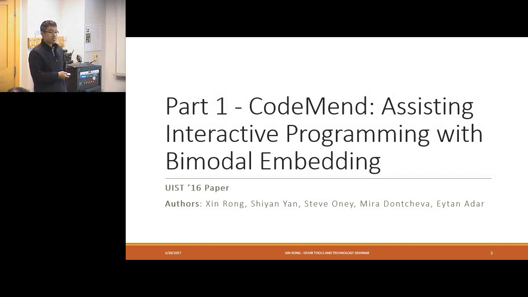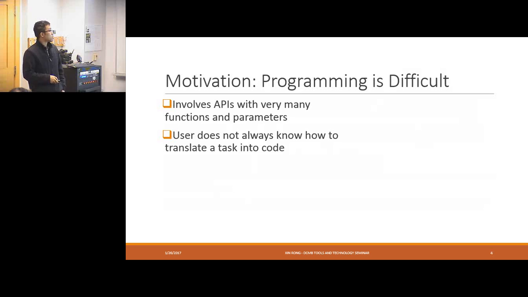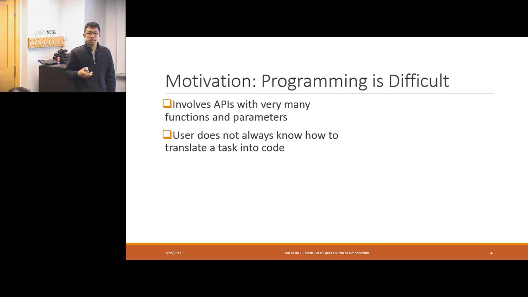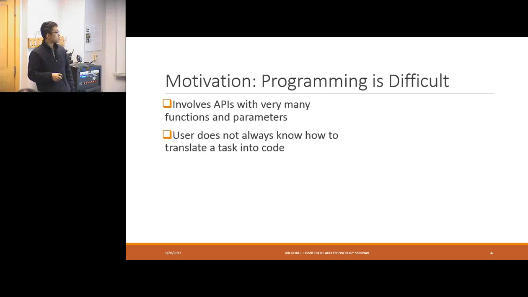OK, so the first part. This is a paper I presented at the User Interface Software and Technology Symposium this past October in Japan. The motivation for this project is that we want to help users program more easily. There are two specific problems with programming that we identify as especially difficult for users, especially novice users. The first one is that there are often a lot of APIs involved in end-user programming, and it's really hard to navigate through these APIs, with a lot of functions and parameters and values, if you're not familiar with them. And also, it's often hard for a user to translate something that they have in mind into the actual API call sequences or actual code snippets.